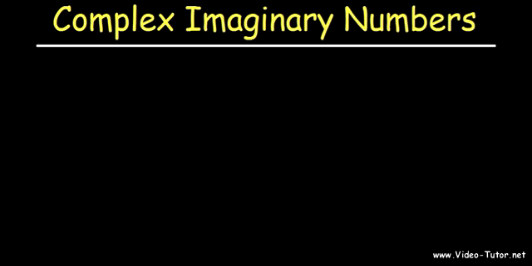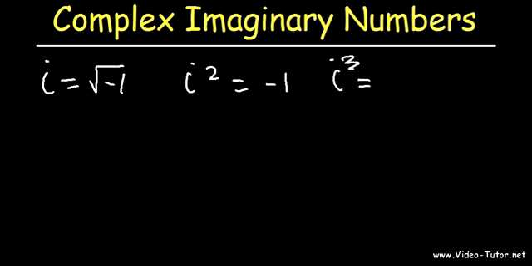In this video, we're going to focus on imaginary numbers: how to simplify them, add, subtract, multiply, divide, how to solve equations involving complex imaginary numbers, and how to graph them. So let's begin. What exactly is i? You need to know that i is equal to the square root of -1. i squared is equal to -1. i cubed is -i, and i to the fourth is 1.